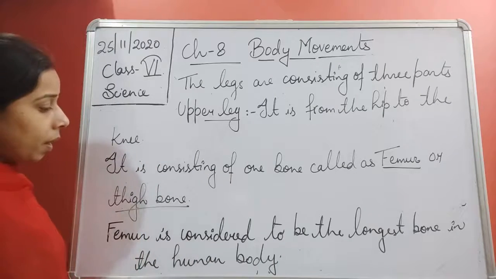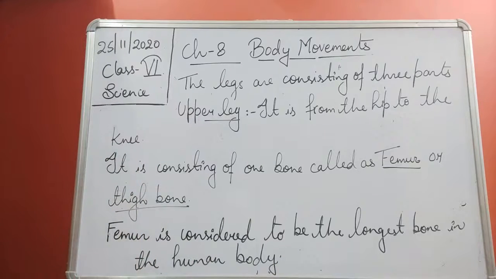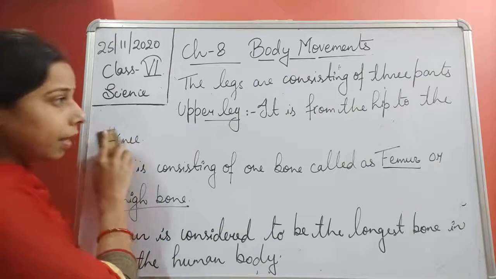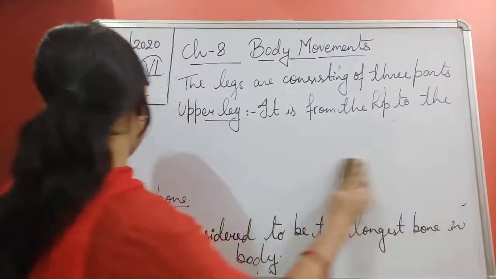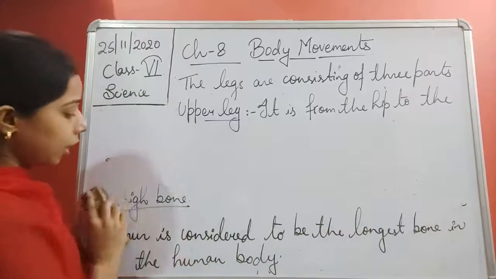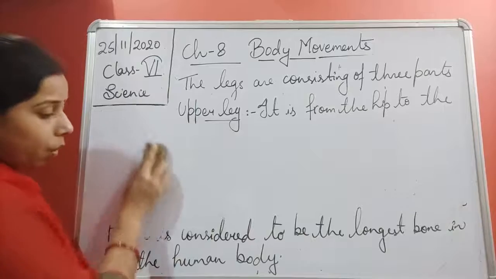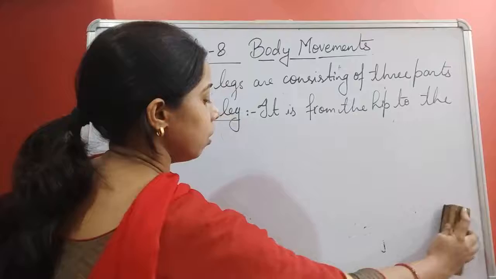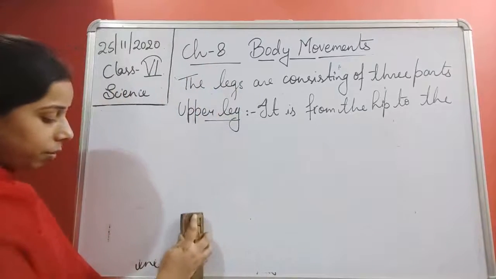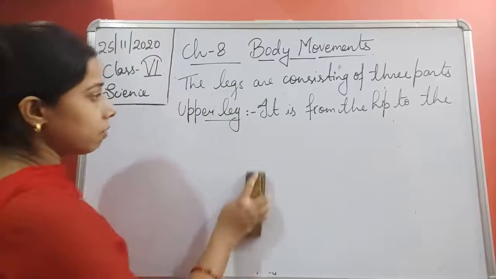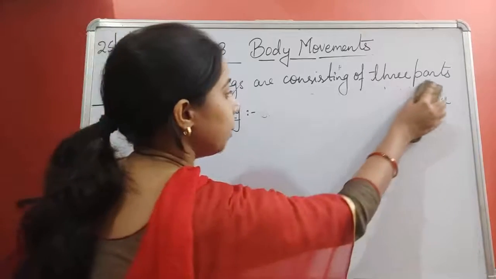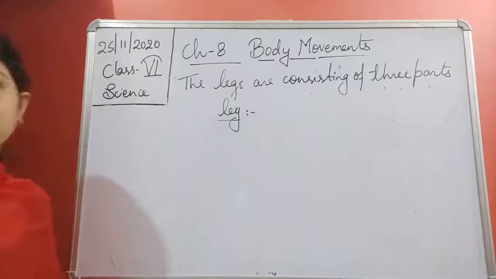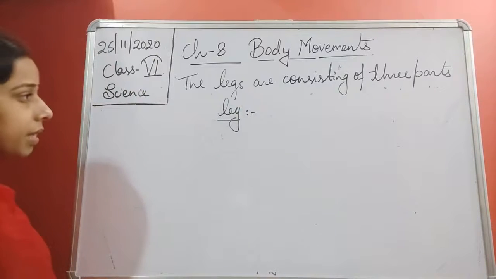Okay, so this is the first one, the upper leg, or upper part of the leg. The upper leg is from the hip to the knee, and the bone present in the thigh is called the thigh bone, and it is the longest bone in the human skeleton.